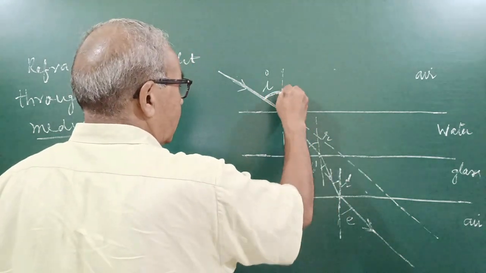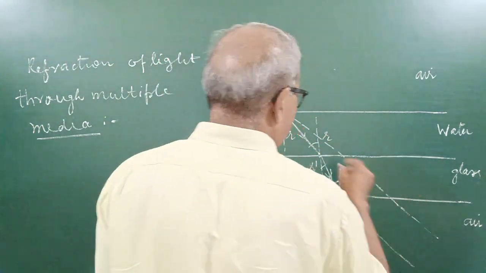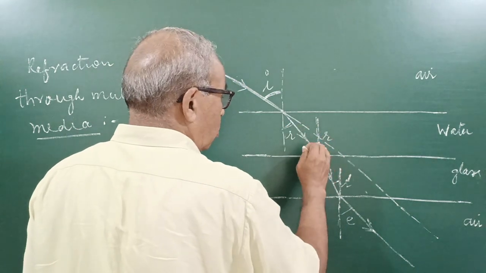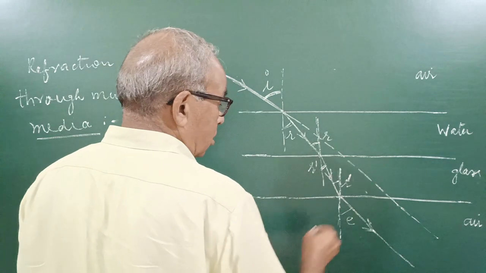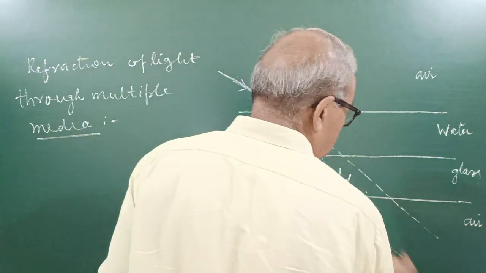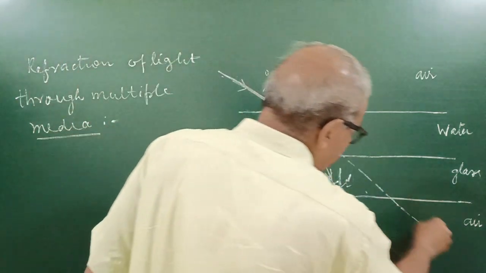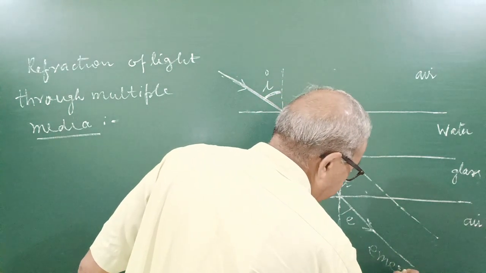Here this angle of incidence is i. Now there is the interface of water and glass. This angle r is equal to this r, because all the angles are equal, and it is refracted here at r dash. This is r dash. An emergent ray comes out from glass into air. This is called the emergent ray.